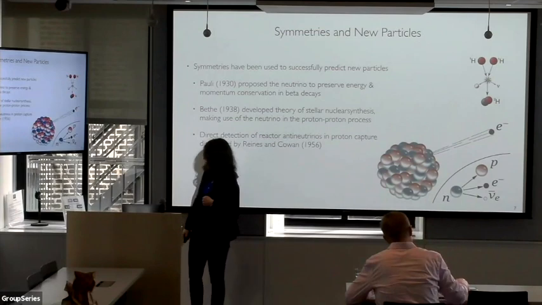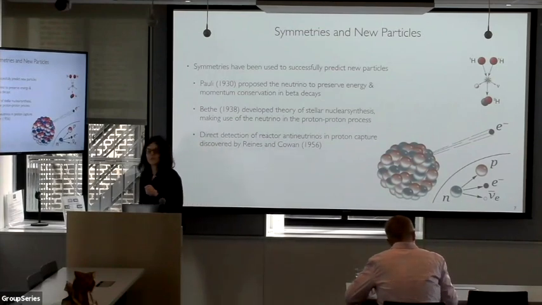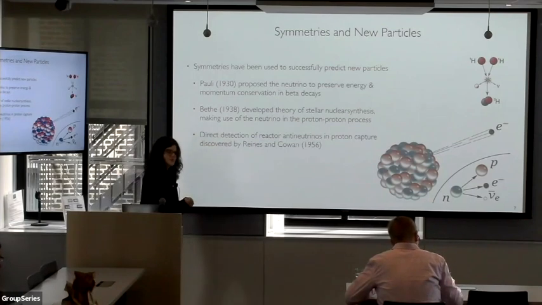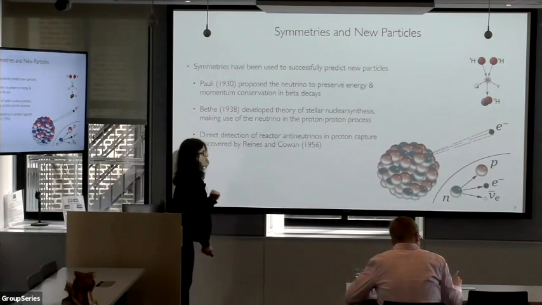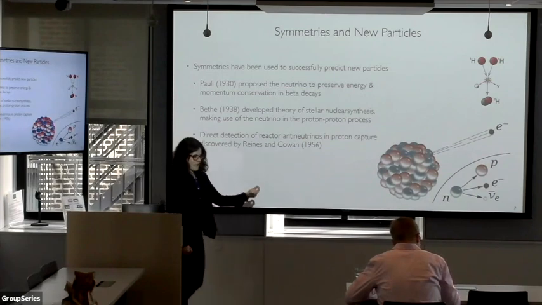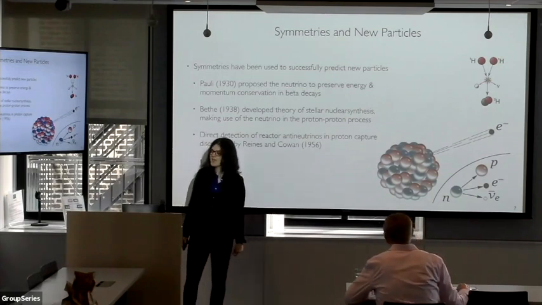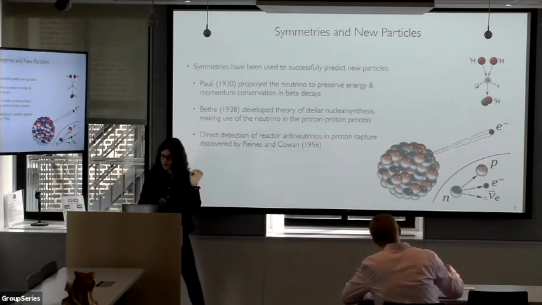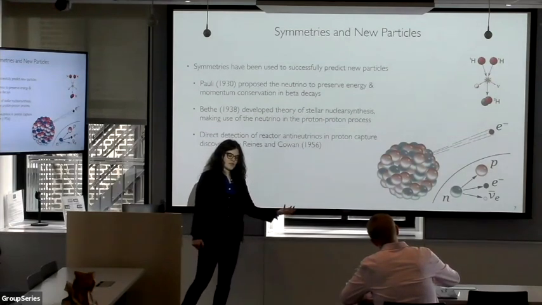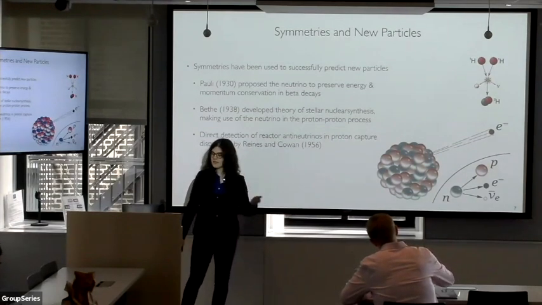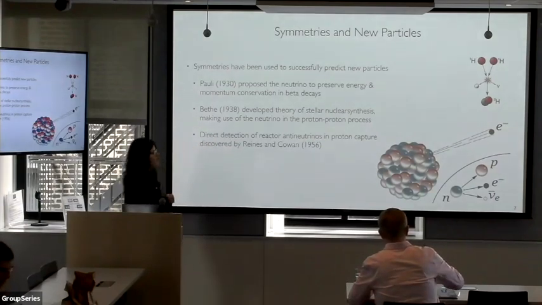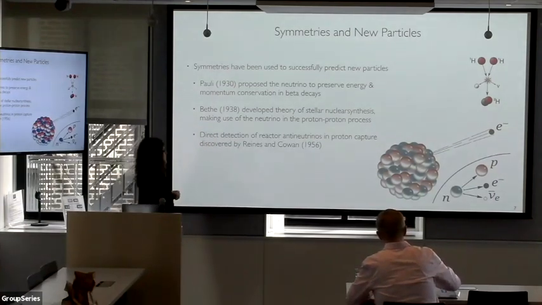For example, almost a century ago now, Pauli proposed the neutrino. At that time, he called it the neutron, to preserve energy and momentum, the conservation of which arises from the continuous translation symmetry in beta decays. So the electrons coming out from beta decays did not satisfy energy and momentum conservation before the addition of this new ultralight particle that was the neutrino.